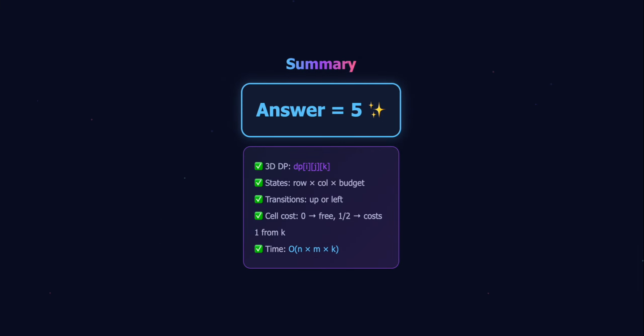And that's the complete solution. The key insight is using 3 dimensions: row i, column j, and remaining budget k to capture all possible states. The DP memoization ensures we solve each state only once.